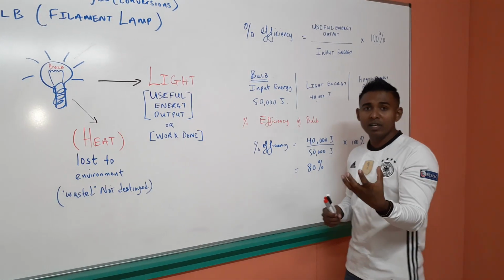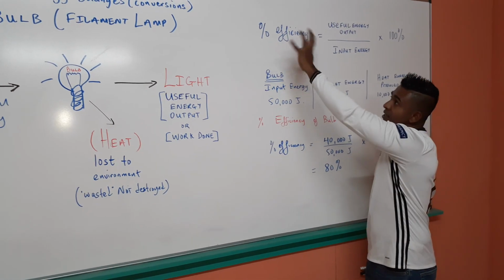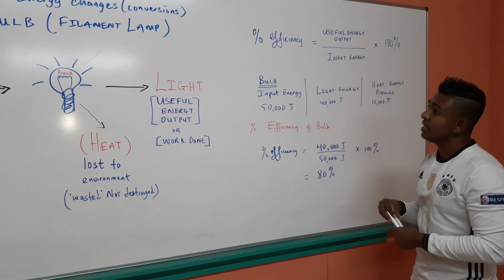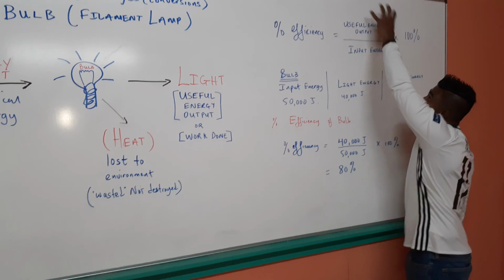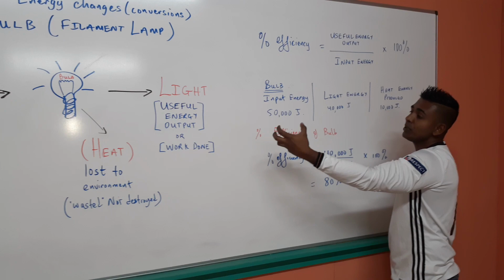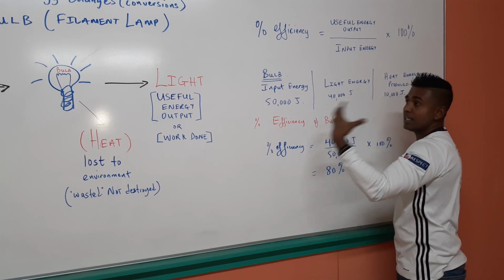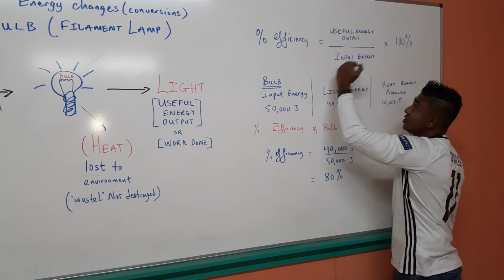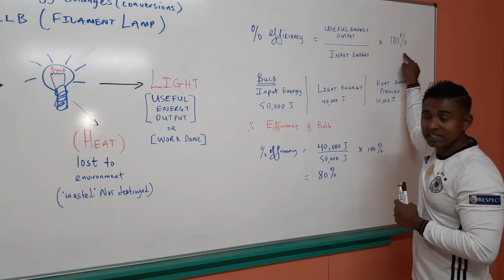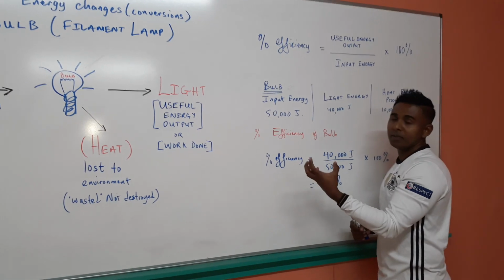But first, before we look at the bulb and how efficient that bulb may be, we need to look at the formula. As you see here, percent efficiency is really the ratio of the amount of energy produced by the machine, or useful output energy or work done, to the input energy that is put into the machine. So it's a ratio of the output energy to the input energy. And of course, to get a percentage value, we multiply by 100%.